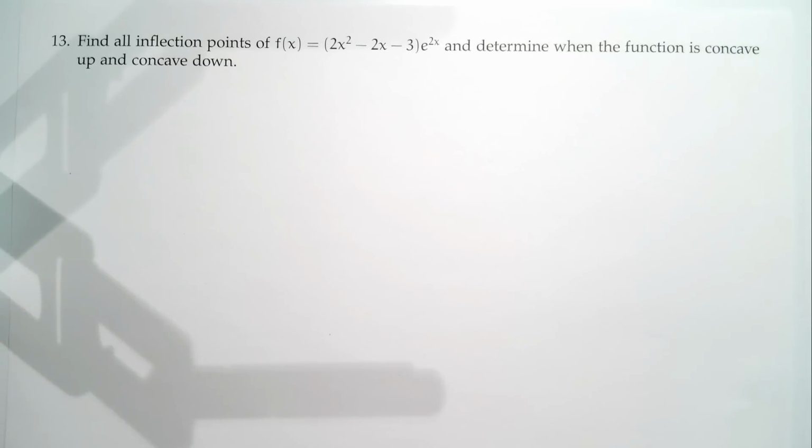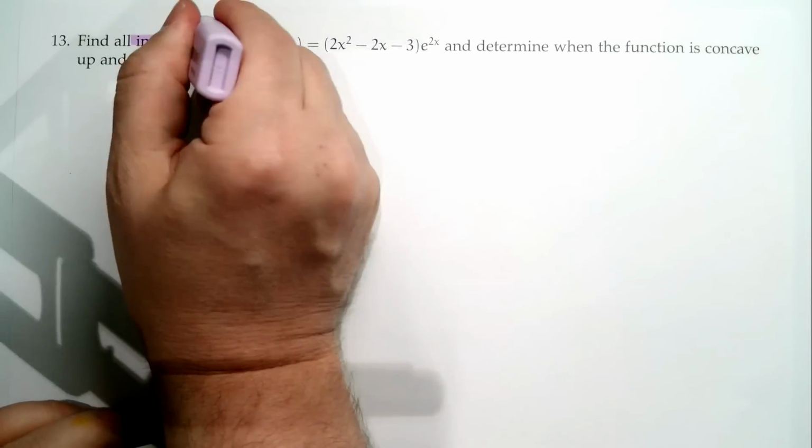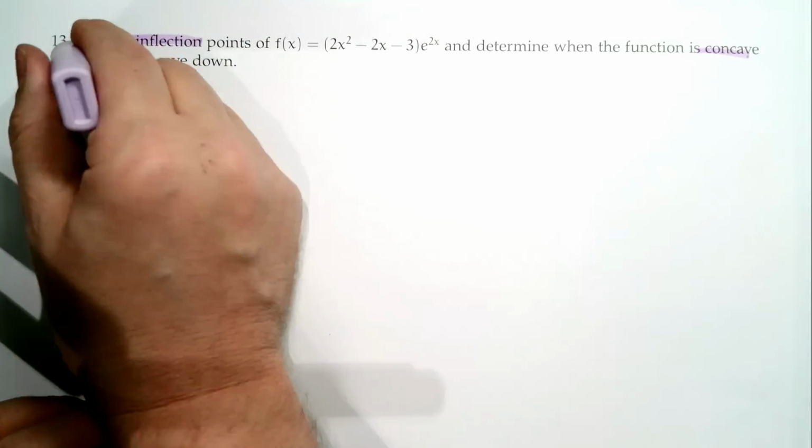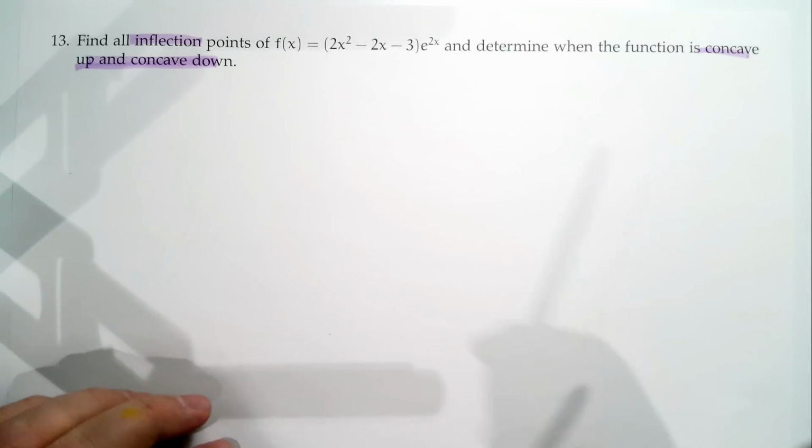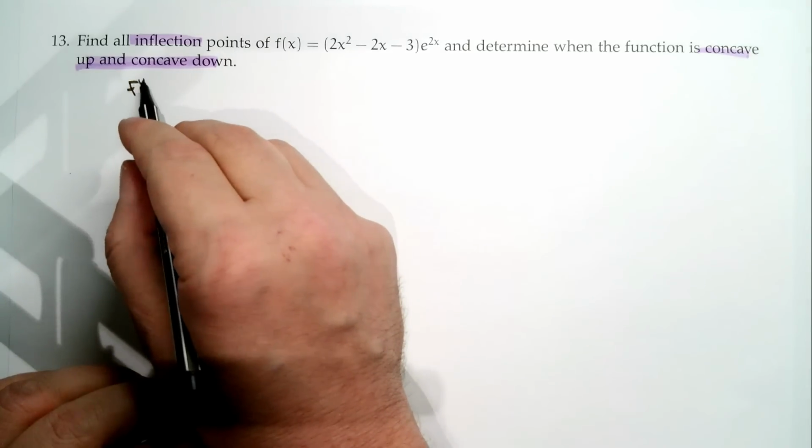All right. Number 13. Find all inflection points of f of x equals 2x squared minus 2x minus 3 e to the 2x, and determine when the function is concave up and concave down. So key words here, inflection points, and also concave up, concave down. When we see that, what are we looking for? Second derivative. So this is all about the second derivative.